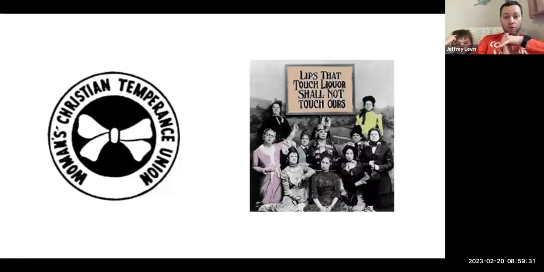There's a number of different groups that were in favor of prohibition that were backing this idea, one of which was the Women's Christian Temperance Union. And when you see the word temperance or hear the word temperance, that refers to getting rid of alcohol. This is quite a famous picture where it says, "Lips that touch liquor shall not touch ours," and women posting it, saying, we will not date or marry any man who does drink.